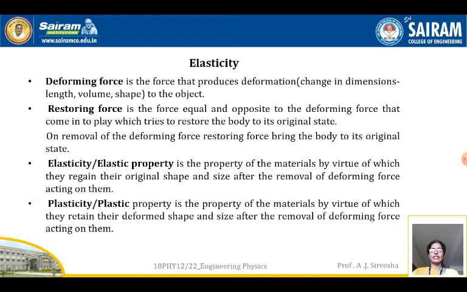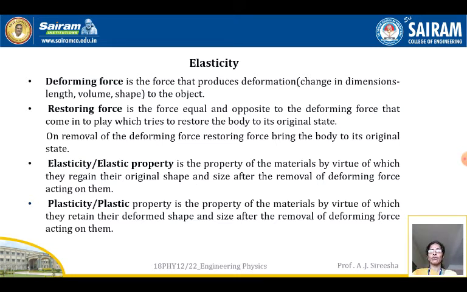Deforming force. Deforming force is a force that produces deformation, that is, change in the dimensions, that is in the length, volume and shape of the object. So what is a deforming force? Deforming force is a force that produces deformation to the object. That means there may be changes in the dimensions like length, volume and shape of the object. Such a force is called a deforming force. Deforming force is nothing but the force that produces deformation, that is change in the length, volume or shape of the object.